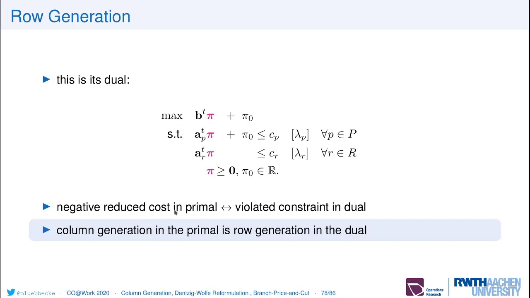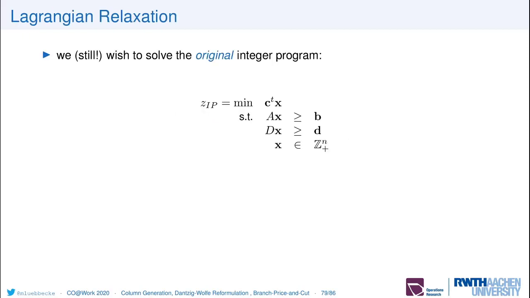So if we look at this here, you can see the relation that a negative reduced cost variable in the primal is nothing else but a violated constraint in the dual. This may not surprise you, but what we should keep in mind is if we add variables to the primal, we add rows, constraints, to the dual. So column generation is row generation in the dual.